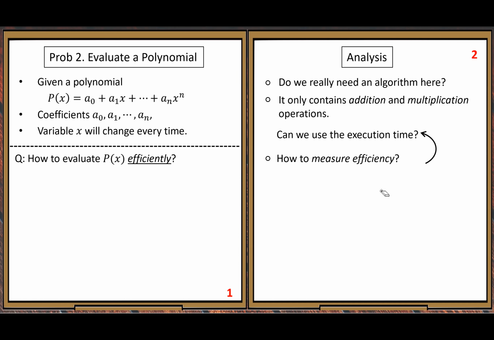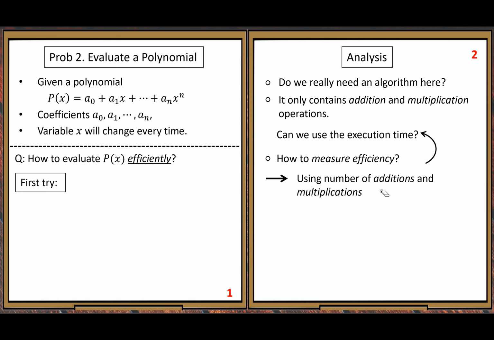Execution time is not stable. We want to find a stable, better measure. So here we use the number of additions and number of multiplications, which is more stable. Number of operations is more stable. Okay, all right.